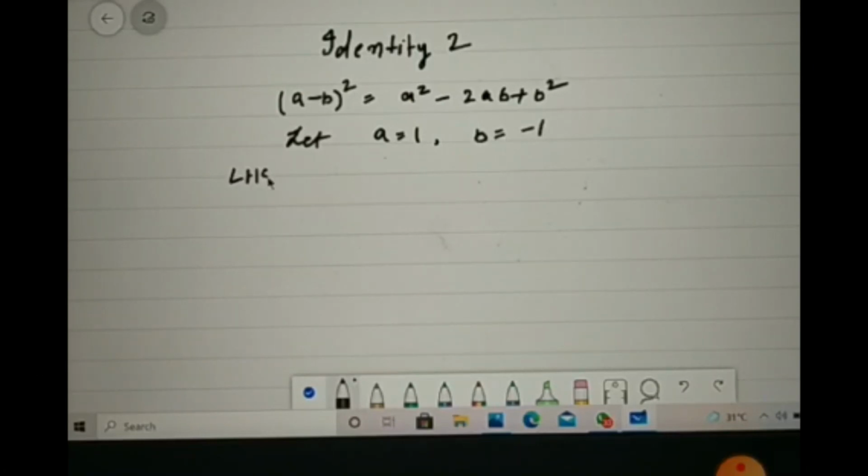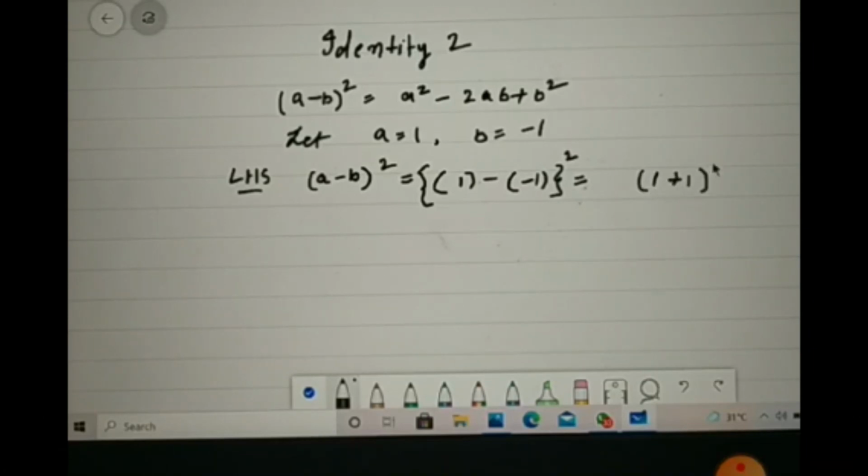So what is LHS here? It is (a minus b) whole square. So let us see for this what is the value. a is 1 and b is minus 1. So we have to write the difference of a and b and its whole square. Now we have 1 and minus minus 1 is plus 1, whole square. So 1 plus 1 is 2, square, and the square of 2 is 2 into 2, that is 4.